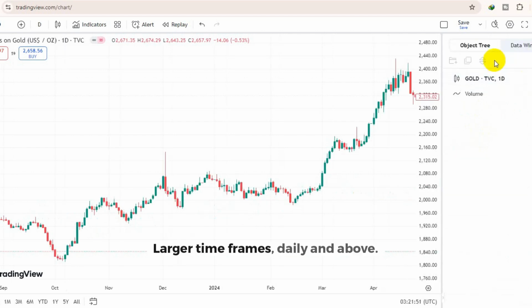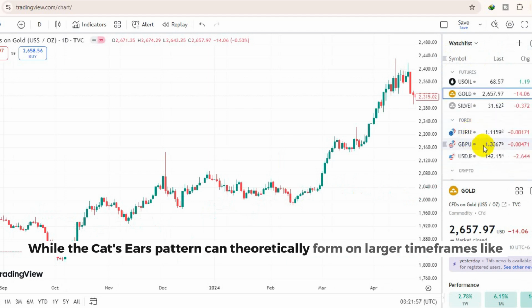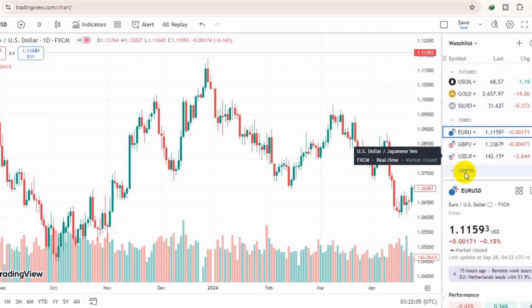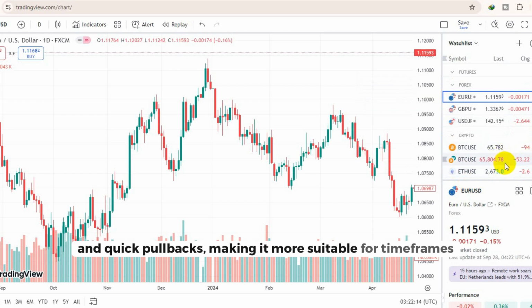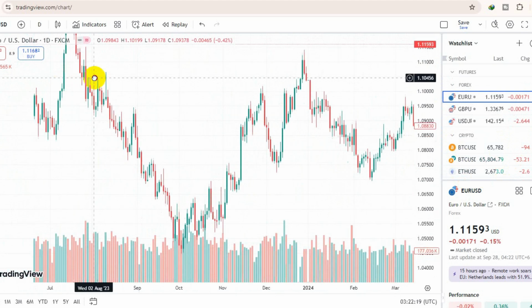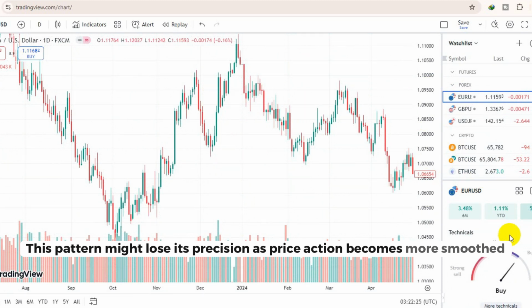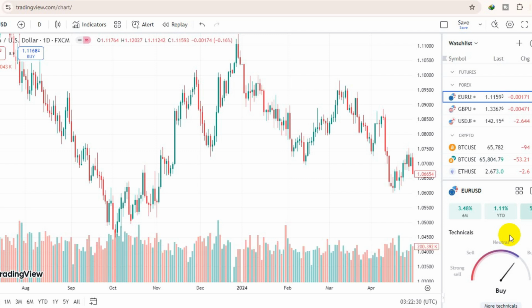3. Larger time frames, daily and above. While the cat's ears pattern can theoretically form on larger time frames like daily or weekly, it is less commonly seen on these higher time frames. Why? The pattern typically reflects shorter-term market hesitations and quick pullbacks, making it more suitable for time frames that capture intraday or multi-day price action. On larger time frames, this pattern might lose its precision as price action becomes more smoothed out and trends are less affected by short-term fluctuations.